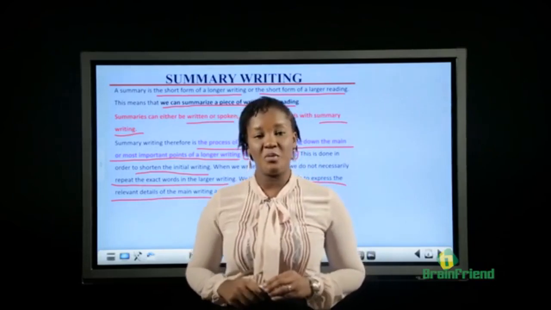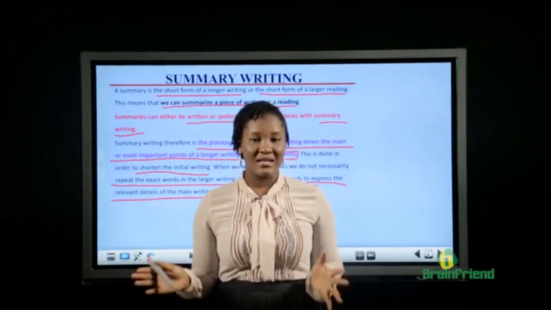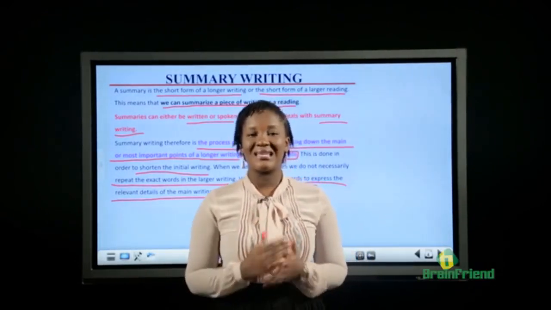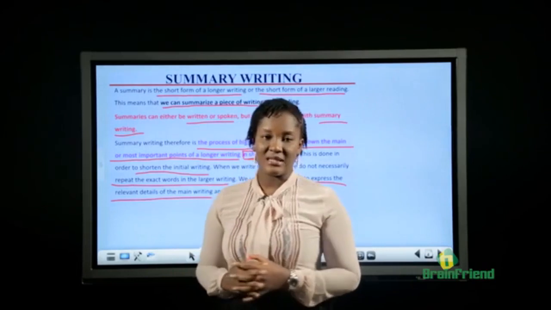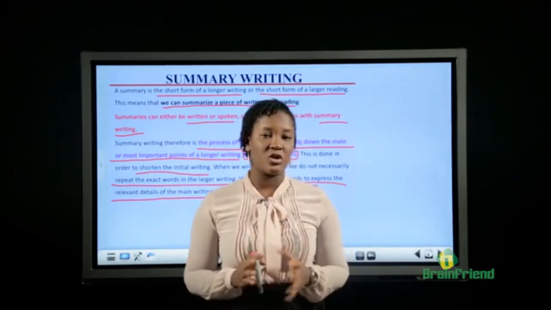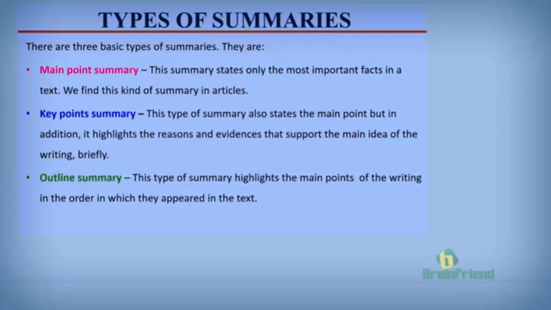And take note that a summary is the short form of a longer writing, which means that you do not repeat the same exact words in the larger writing in your summary, because your intention is to make that summary as short as possible. Now let's look at the types of summaries we have. There are three basic types of summaries, and they are the main point summary, the key point summary, and the outline summary. These are the three types of summaries we have.